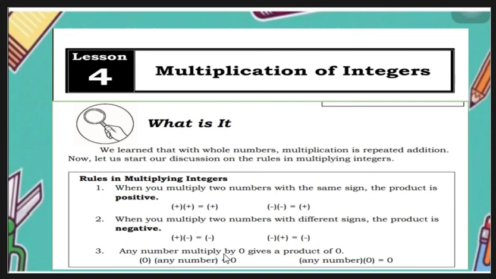Rule number 3, any number multiplied by 0 gives a product of 0. Okay? Any number multiplied by 0 gives a product of 0. So, when you multiply by 0, the product is 0.